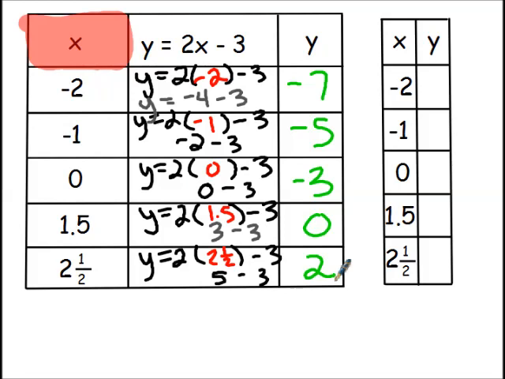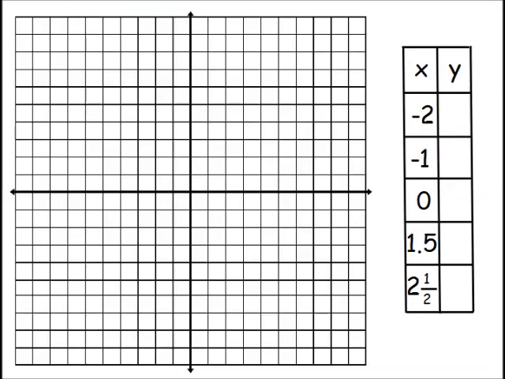So when x is -2, y will be -7. When x is -1, y will be -5. When x is 0, y would be -3. When x is 1.5, y would be 0. And when x is 2.5, y would be 2. Now let's take these points that we've determined and graph them. We have -7, -5, -3, 0, and 2. So we'll graph each one of these points.